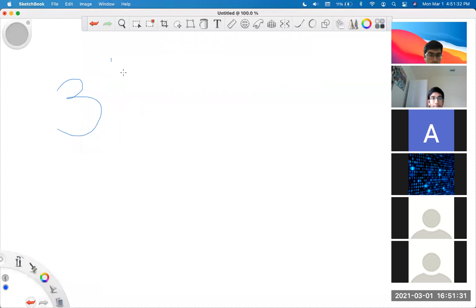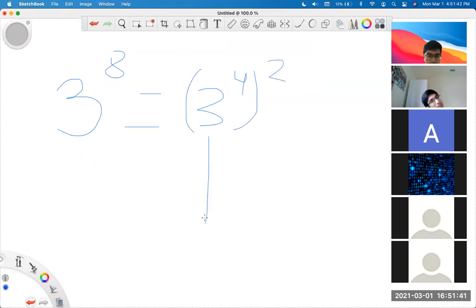We can use the fact that if we want to find 3 to the 8, for example, and we know what 3 to the 4 is, all we have to do is take 3 to the 4 and square it, and that's equal to 3 to the 8th. Similarly, if we know what 3 squared is and we square that, we get 3 to the 4. And if we know what 3 to the 1 is, which is just 3, if we square that, we get 3 squared.